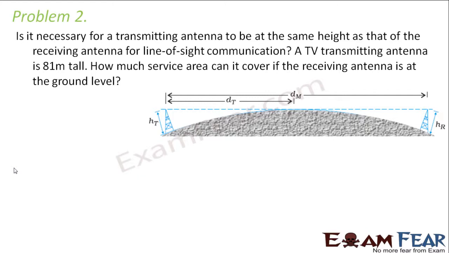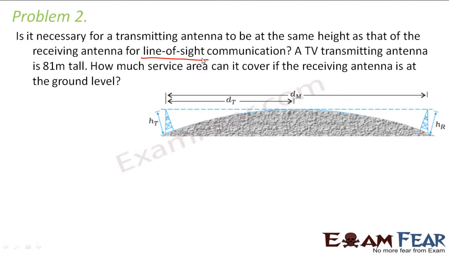It says, is it necessary for a transmitting antenna to be at the same height as that of the receiving antenna for line of sight communication? Let us first look at the first part of the question. What do we mean by line of sight communication? Generally, what do we mean by line of sight? When we look at something, the line drawn from our eyes to that object can be referred to as line of sight.